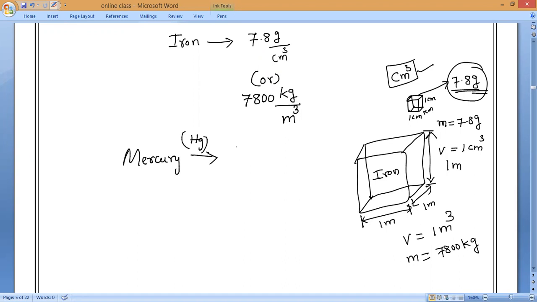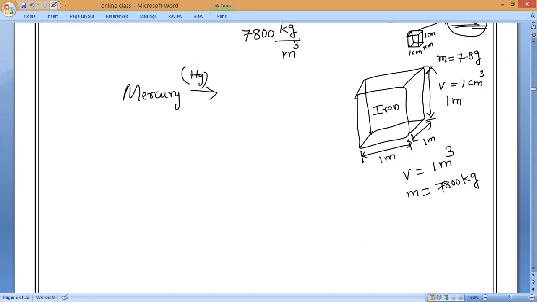Do you know what mercury is? If I take 1 cubic centimeter of mercury, I will take a container and fill mercury in it, only 1 cubic centimeter. Then you know what the mass of mercury is? 13.6 grams. So what is the mercury density? Mercury density is 13.6 gram per 1 cubic centimeter.